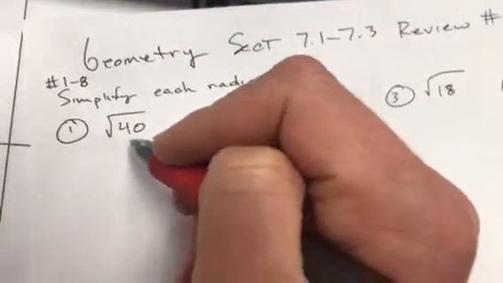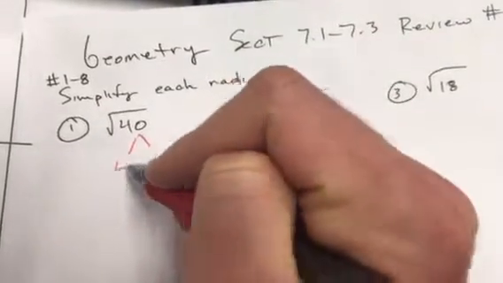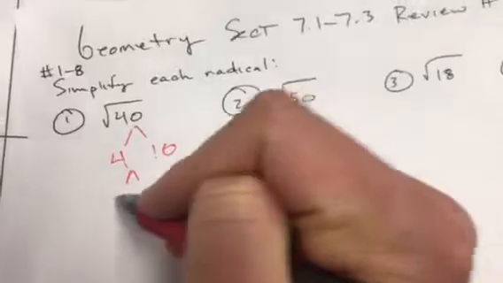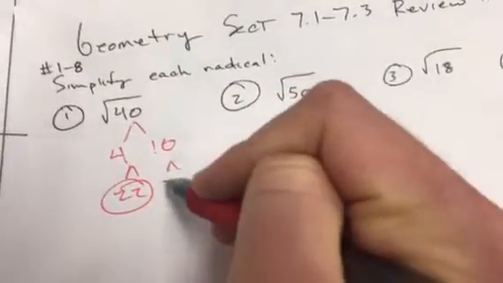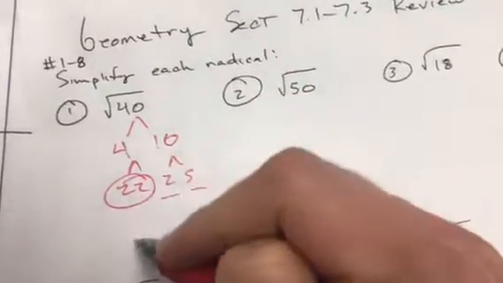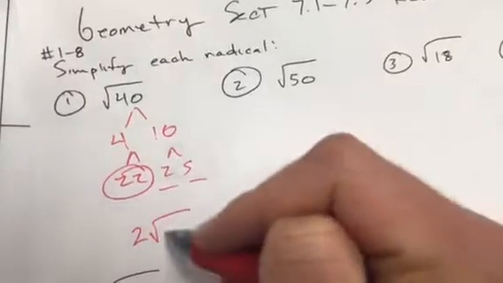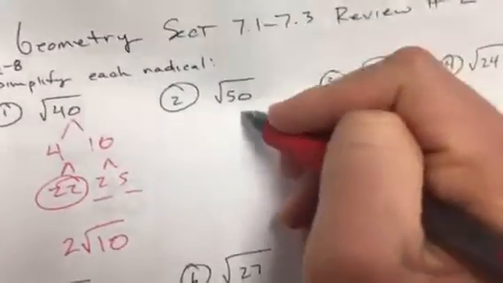Simplify each radical, guys. We're looking for pairs to break out of this radical. 4 times 10 is 40. 4 is 2 and 2. 10 is 2 and 5. No pair there. The pair of 2's goes on the outside. 5 times 2. 10 has to stay on the inside.